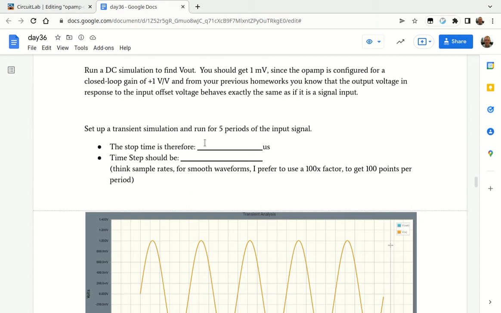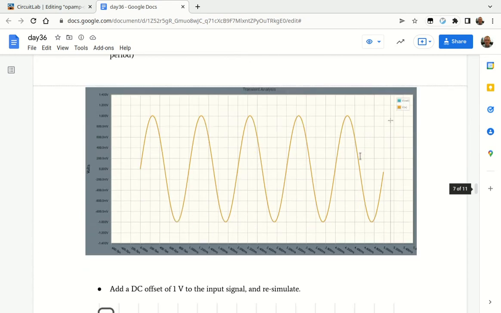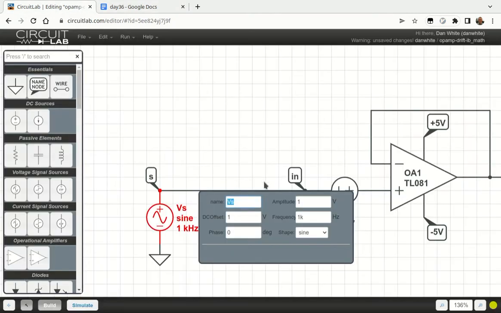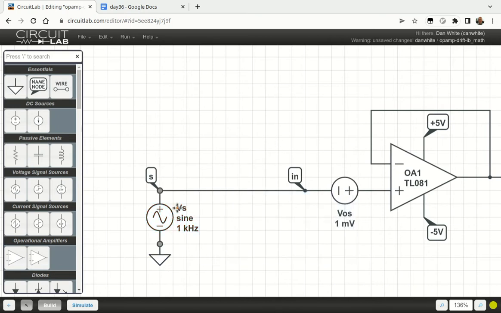And the time step, I prefer to use 100x time step, so 1 millisecond divided by 100 is 10 microseconds. This is what we get. Add a DC offset of 1 volt and redo it. So here is a DC offset of 1 volt right there. 1 volt, 1 kilohertz. We have everything here.